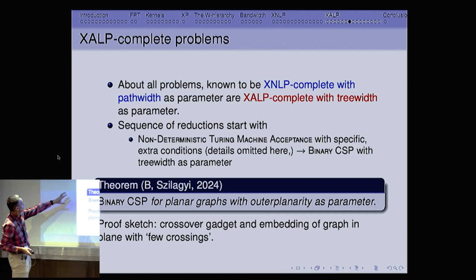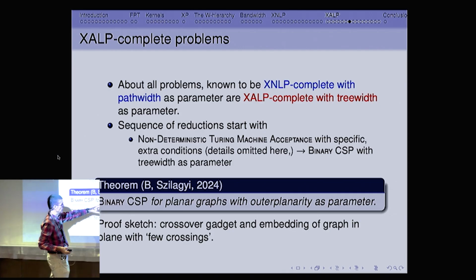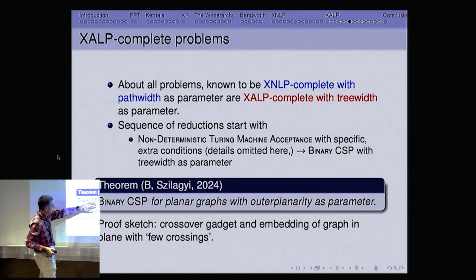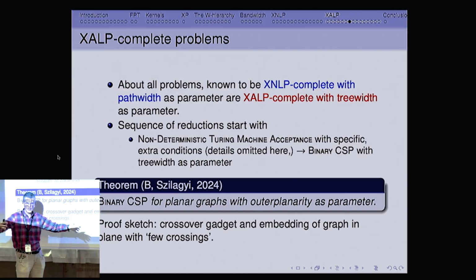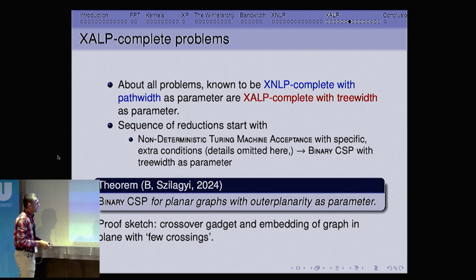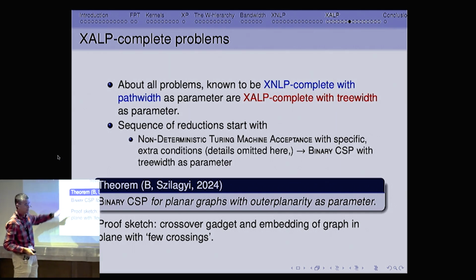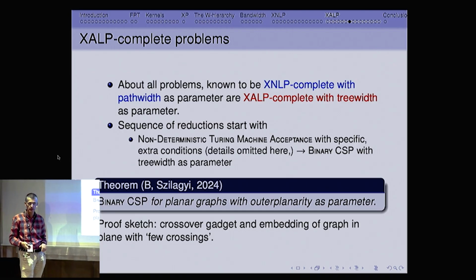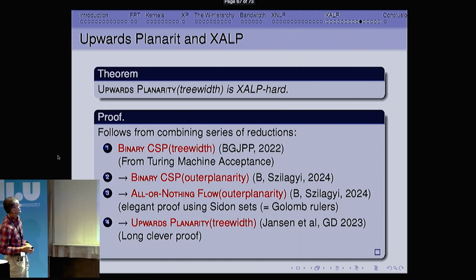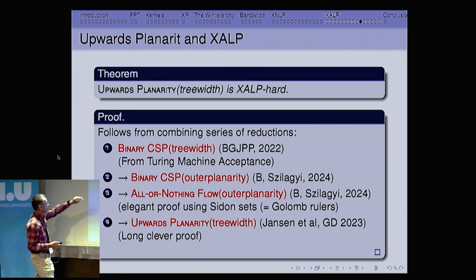And also problems on planar graphs are complete. Together last year with Cristina Sigliacci, we showed that if you take planar graphs and as parameter you take the outerplanarity, that's the number of times you have to remove all the vertices on the outer face, you have seen the outerplanarity this morning. If you take that as parameter, then lots of problems are also complete for planar graphs for this class XALP. So you have this whole series of reductions.